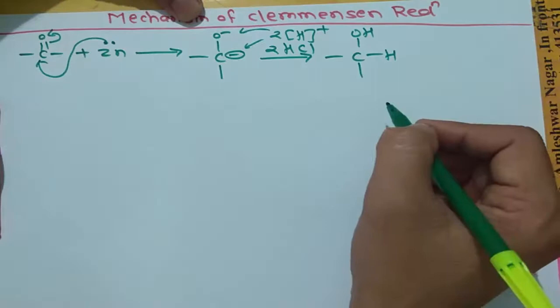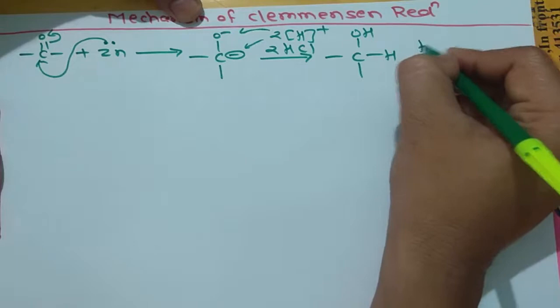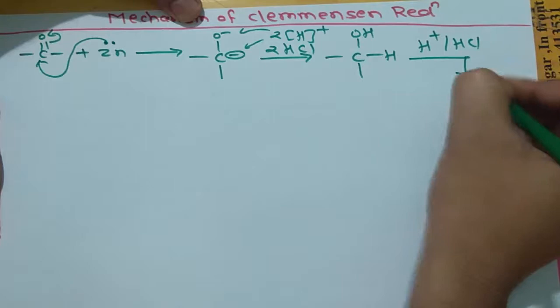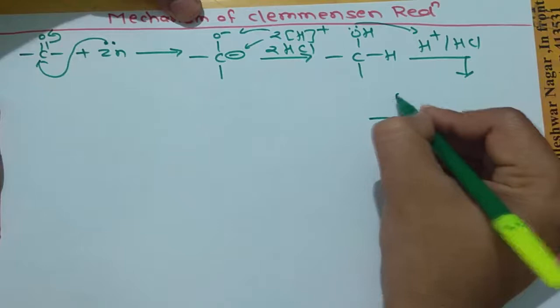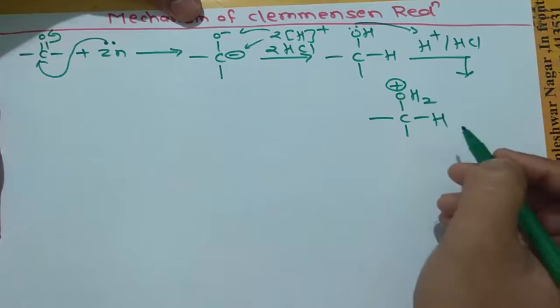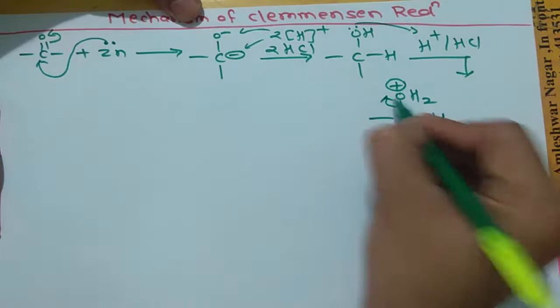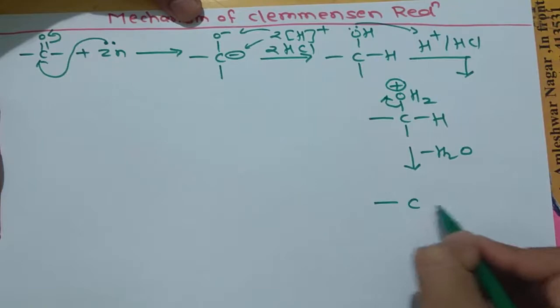Then we carry out the protonation of these compounds. The H plus is given from the concentrated acid. The lone pair of the oxygen atom takes these protons, and protonation of this compound takes place. Here what happens, OH2 positive, here hydrogen as it is. In this reaction again the water molecule is eliminated, minus H2O, and there is a formation of CHH, and here again is the positive charge.